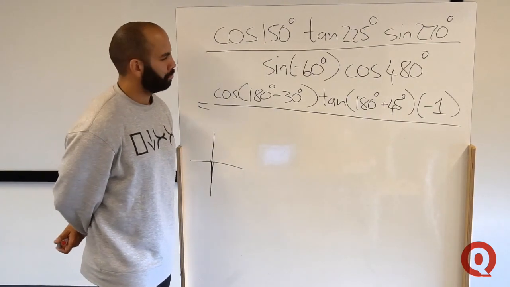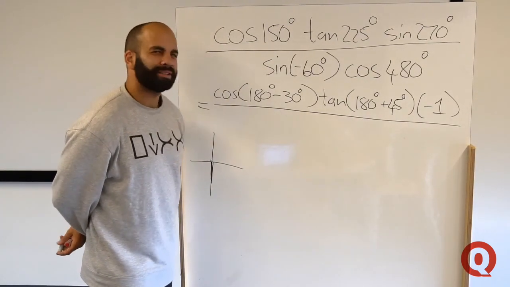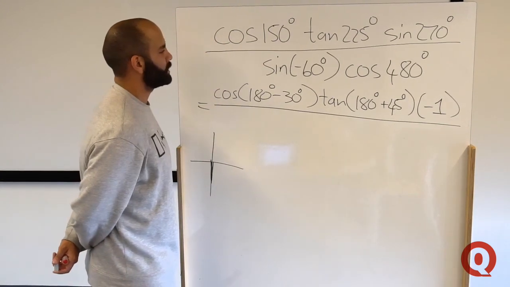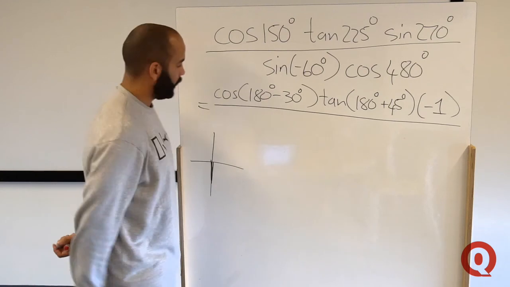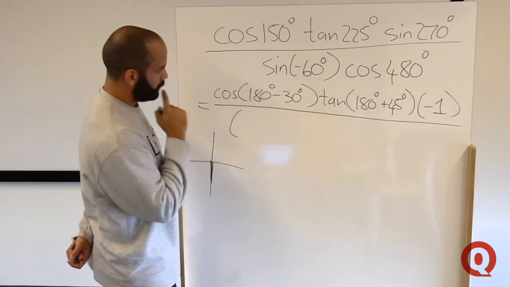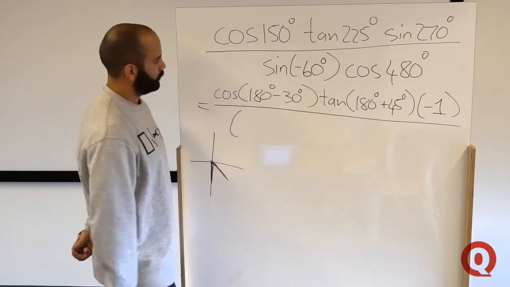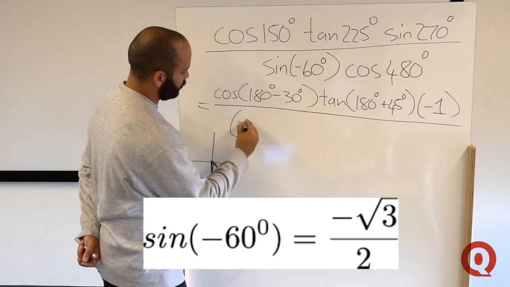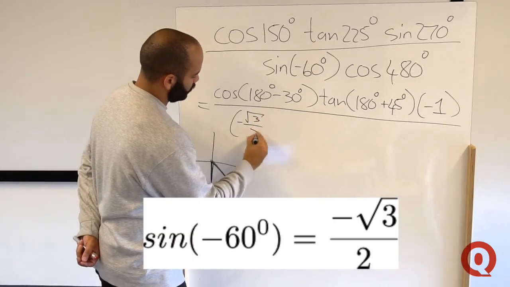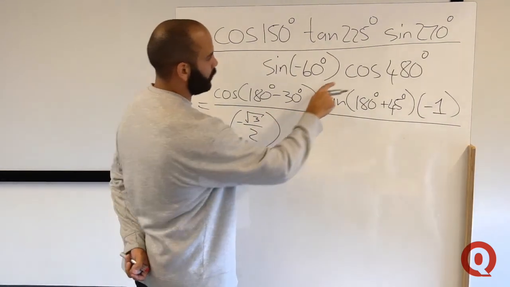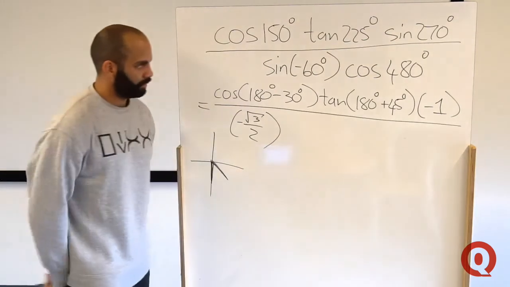What's that? Well, it smells like a special angle. So, sine of minus 60, you should also work it out. That should give you, minus 60 is going to put you in the fourth quadrant, which would be negative root 3 over 2. Right? And cos of 480.